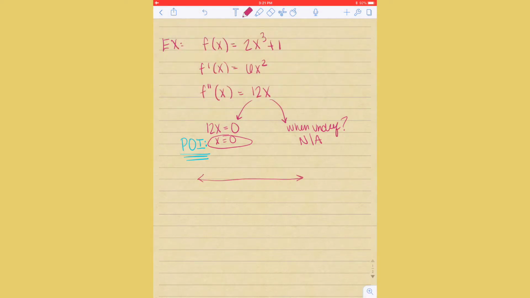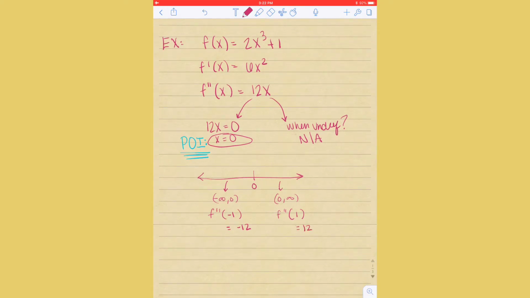So just like before, I'm going to create my little number line and put all my points of inflection on that number line. And then I'm going to look at these intervals, which are negative infinity to 0 and then 0 to infinity. And I'm going to test a point within the second derivative. Any point within that interval, I'm going to plug it in and evaluate within the second derivative. So I'm going to choose -1 and +1. When I plug in -1, I end up getting -12, and when I plug in +1, I end up getting +12.